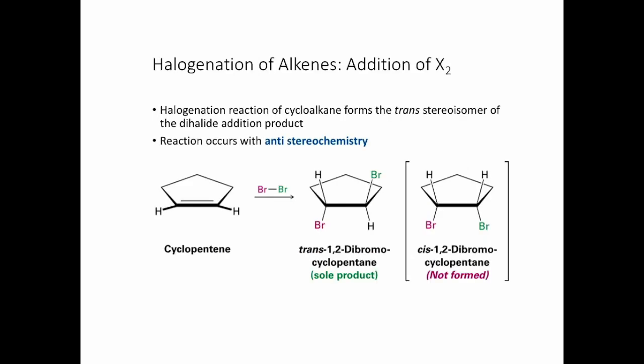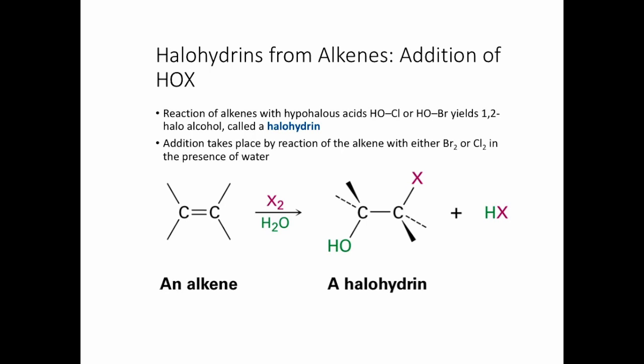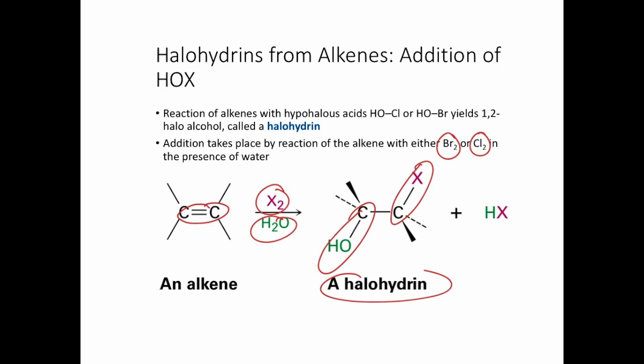So you never get the cis product, you only get the trans product. The second reaction is called the halohydrin reaction, and it involves the use of halogen, again only bromine or chlorine, not iodine or fluorine, in the presence of water. And in this reaction, you again break the pi bond, and you form a new bond to a halogen and a new bond to an OH group. And this is called a halohydrin. Halo for halogen, hydrin for the OH.